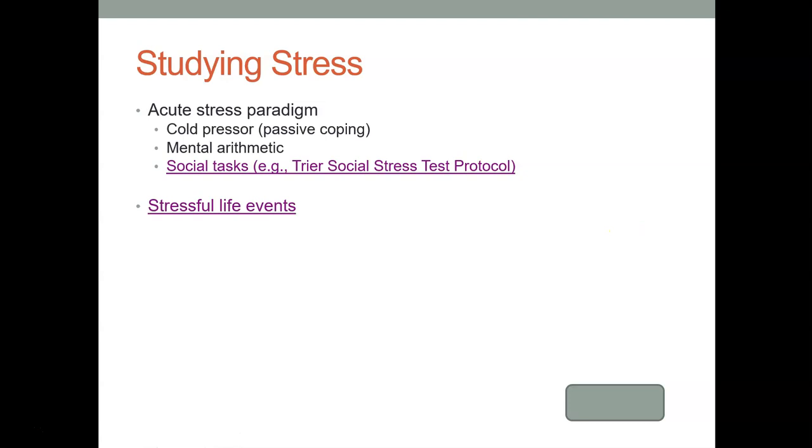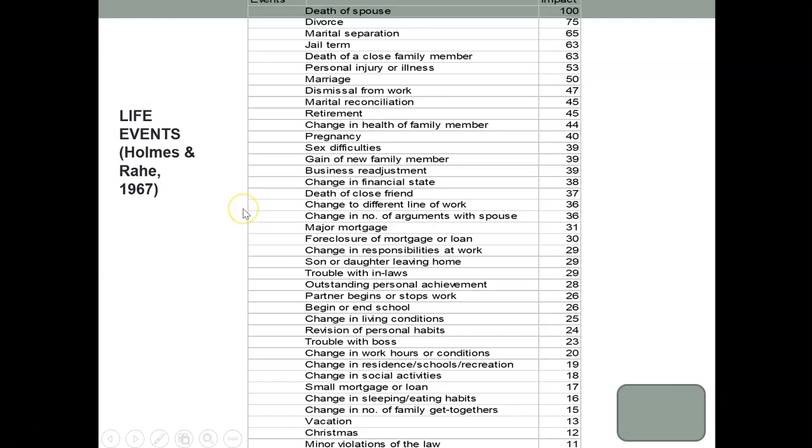Other ways to measure stress or to study stress include not inducing stress in a lab situation, but just measuring the existing levels of stress that people are experiencing. And one method for doing that is to examine the stressful life events people have experienced within the past 6 months or so. And we'll take a look at an example of this type of measure.